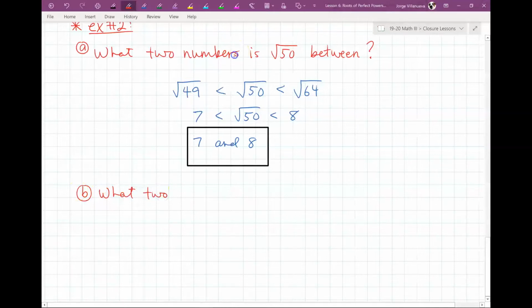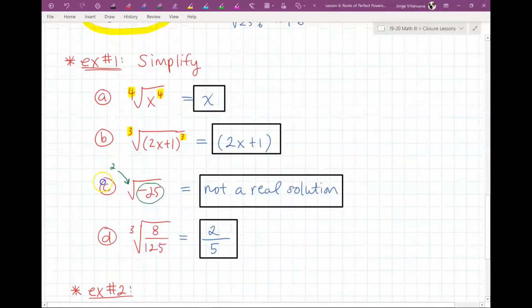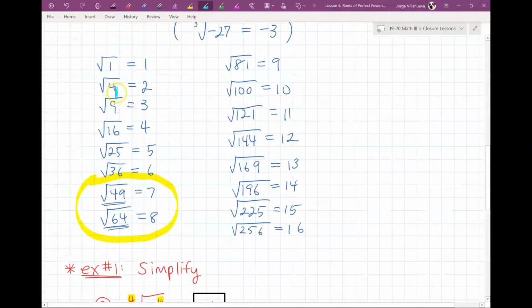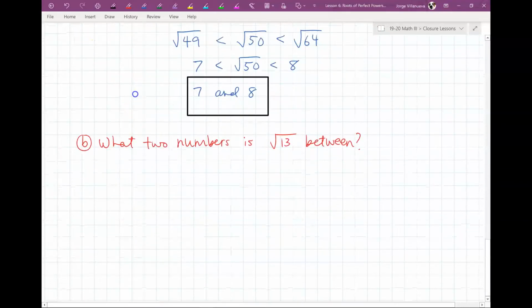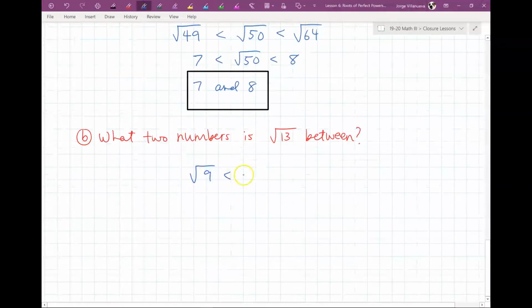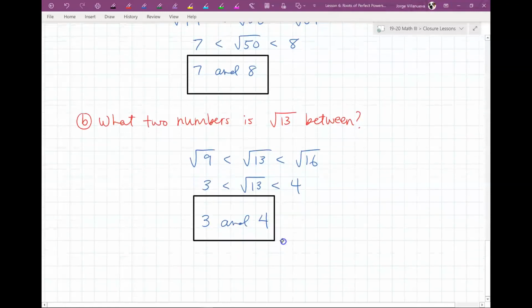Now, last one here, same instructions. What two numbers is the square root of 13 between? Okay, so I'm going to go back up to my list. The square root of 13, I know I don't know that, but I know that 13 is in between those two numbers, the square root of 9 and the square root of 16. That's where the square root of 13 is between. So the square root of 9 is 3, and the square root of 16 is 4. So that means that the square root of 13 is between 3 and 4. And that would be your answer for that problem.